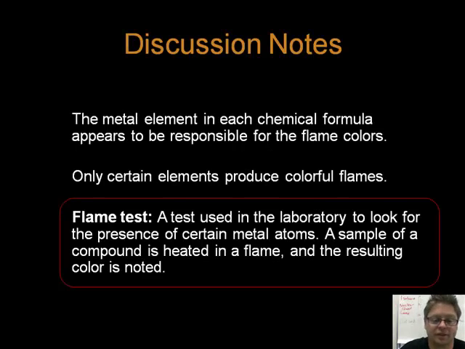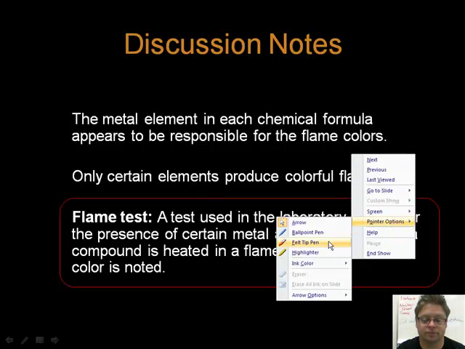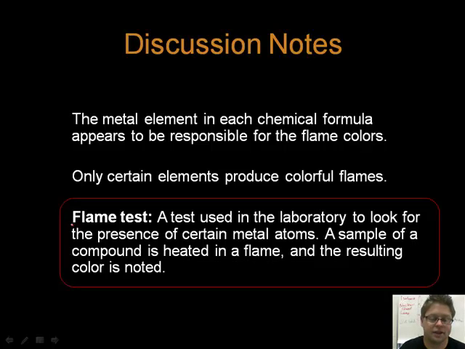During the flame test today, you saw that the metal element in each chemical formula appears to be responsible for the flame colors. Only certain elements produce colorful flames. And a flame test is a test used in the laboratory to look for the presence of certain metal atoms. A sample of a compound is heated in a flame, and the result of the color is noted. We saw a number of colors in our experiments.